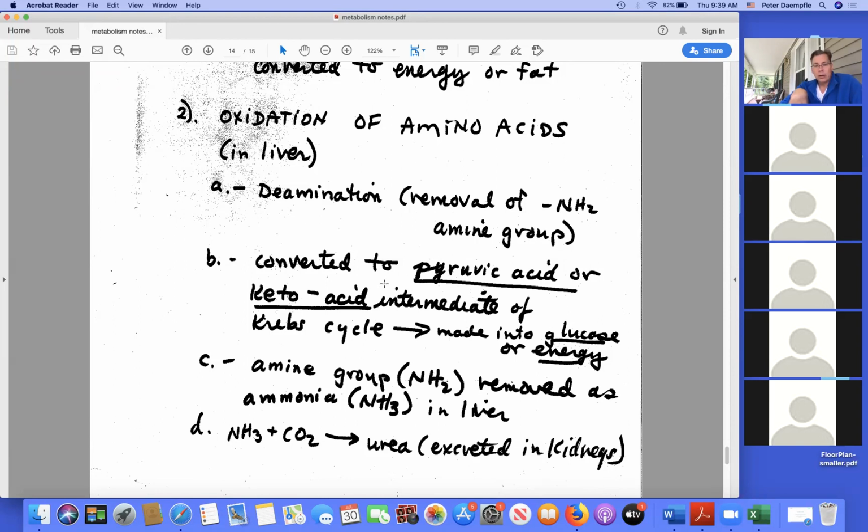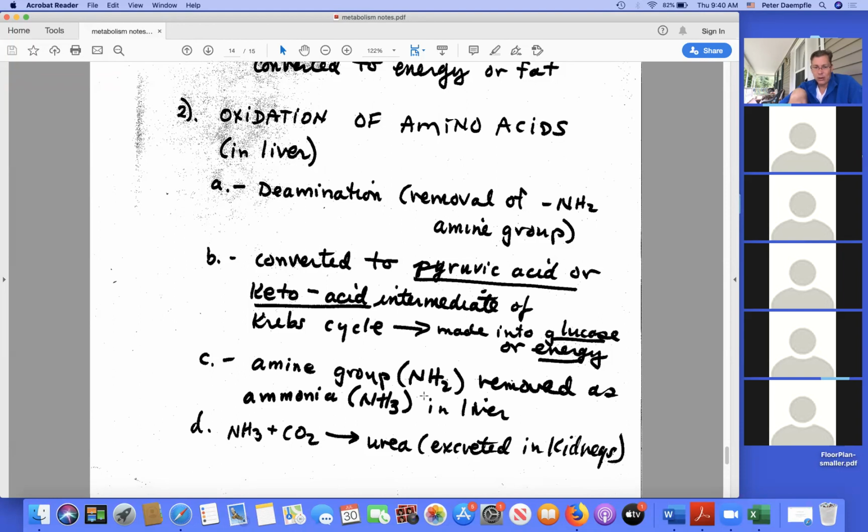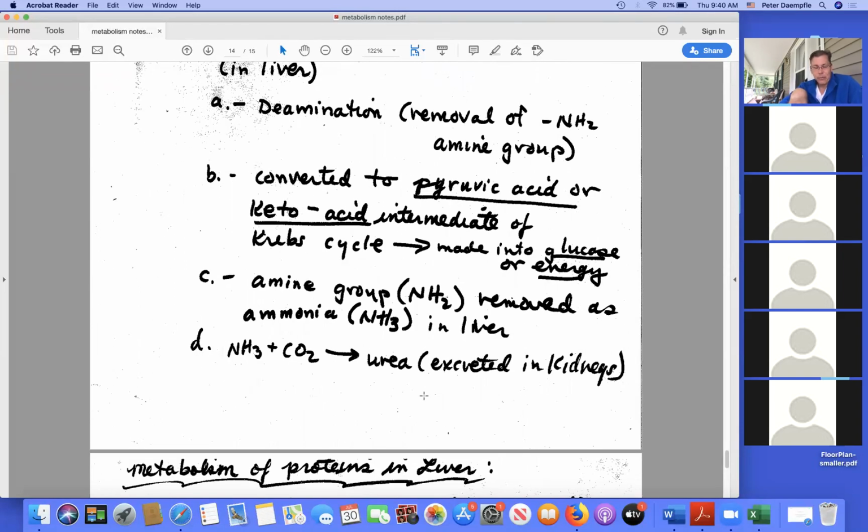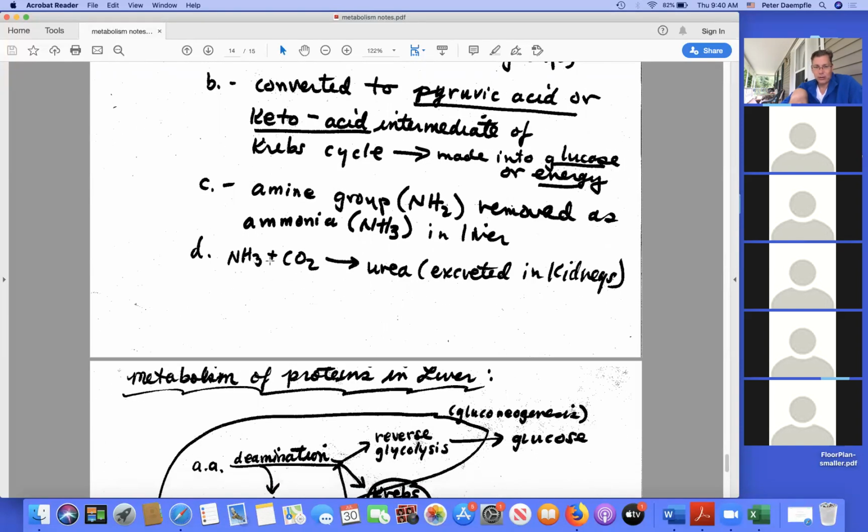So pyruvic acid or any keto acid intermediate of the Krebs cycle is made into glucose or energy. So you can either make the amino acid portions into energy, you remove the NH2 group and urinate it out, or you can build it back up into something else. So proteins can be either broken down for energy, built up into something else, or the NH2 discarded in the form of urea. NH2 becomes NH3, carbon dioxide combines with it in the liver and forms urea.